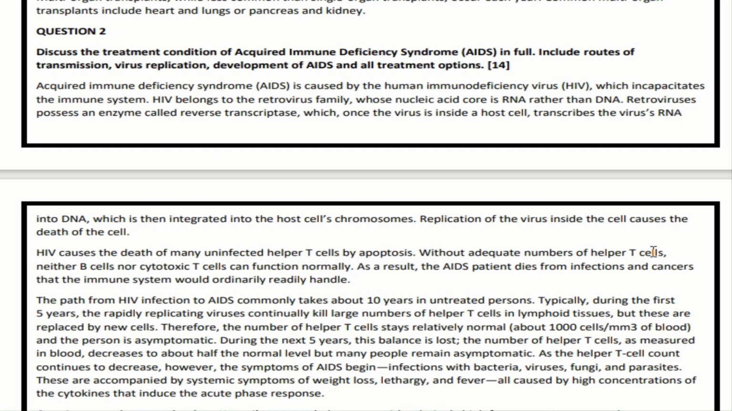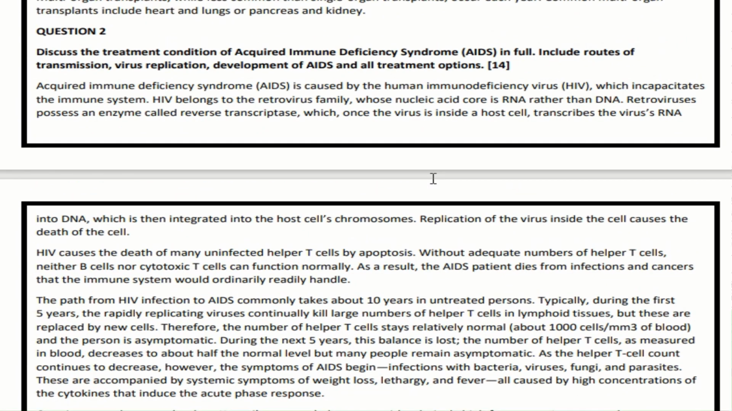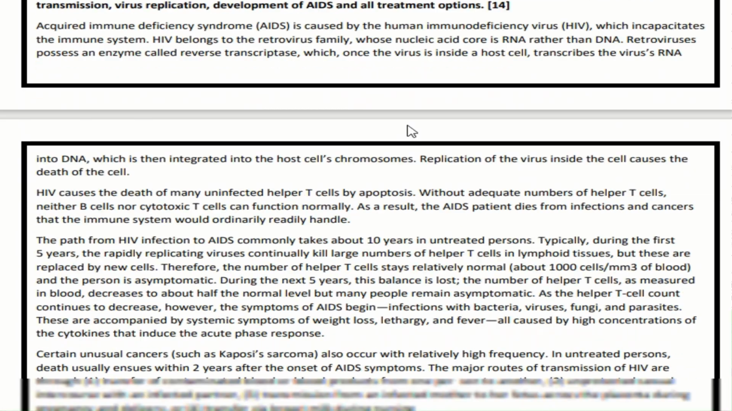Without an adequate number of helper T cells, neither B cells nor cytotoxic T cells can function normally. As a result, the AIDS patient dies from infections and cancer that the immune system would ordinarily readily hinder. The path from HIV infection to AIDS commonly takes about 10 years in untreated persons. So now they are talking about the development of AIDS, and then we're going to go over the treatment options.